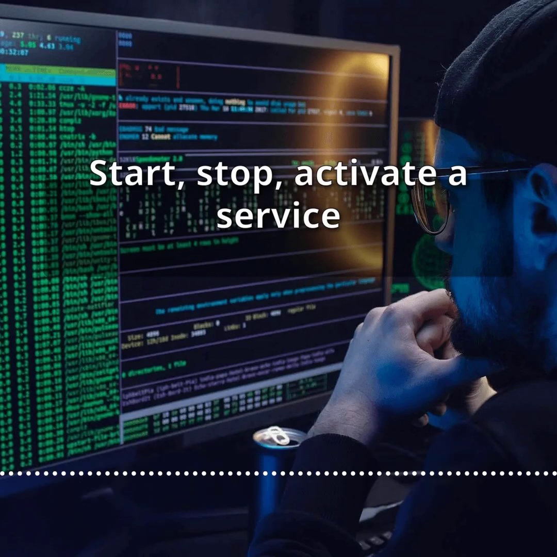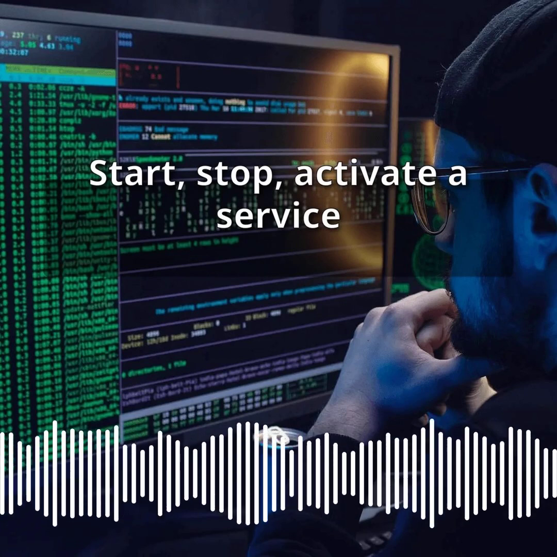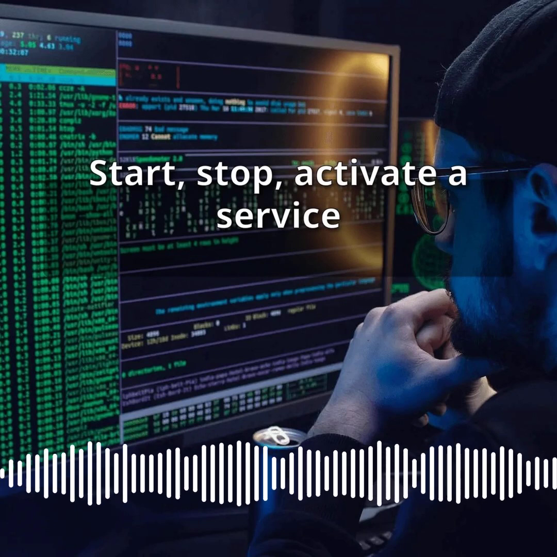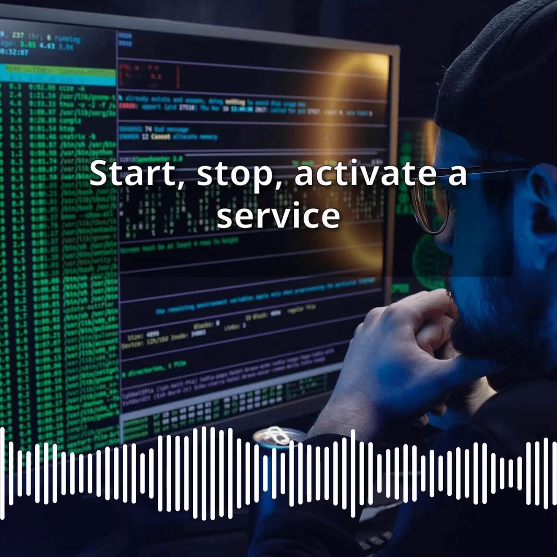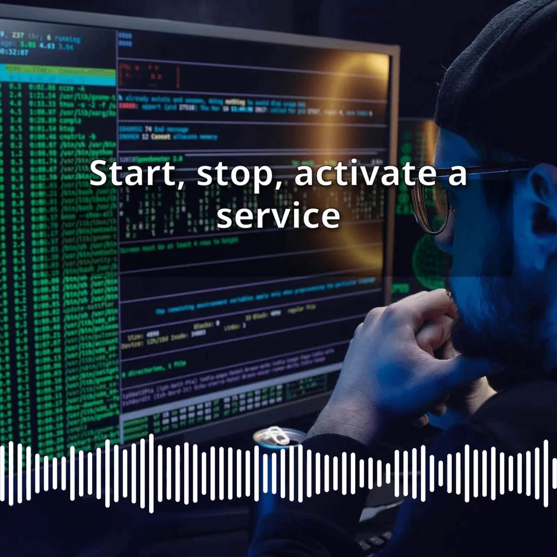Mini example: sudo systemctl start ssh starts SSH now. sudo systemctl enable ssh makes it persist across reboots. systemctl is-active ssh and systemctl is-enabled ssh confirm each state separately.